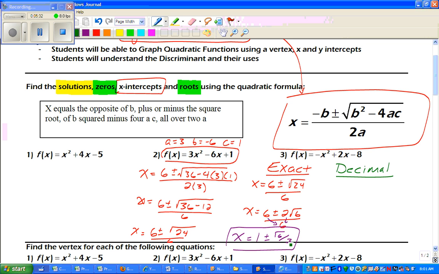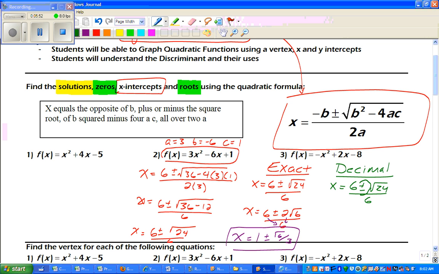Square root of 6 over 3. Now, if I tell you to give me a decimal answer, all you have to do is type this into your calculator. So, you see how you have, let's write it out again, 6 plus or minus the square root of 24 over 6.